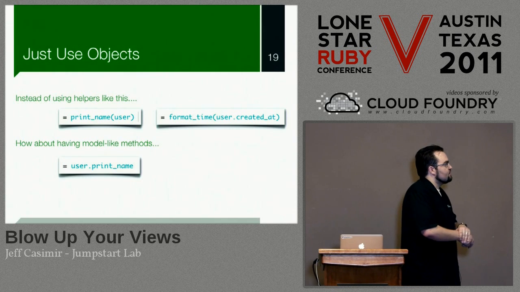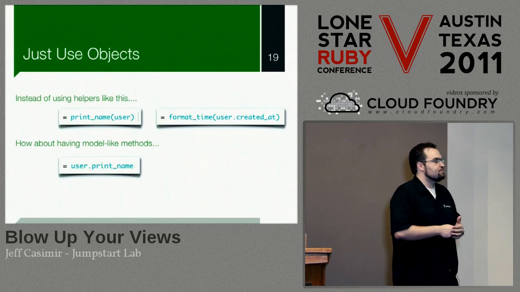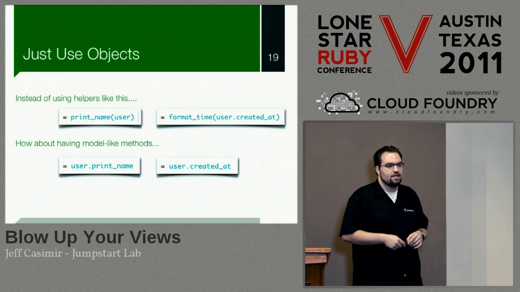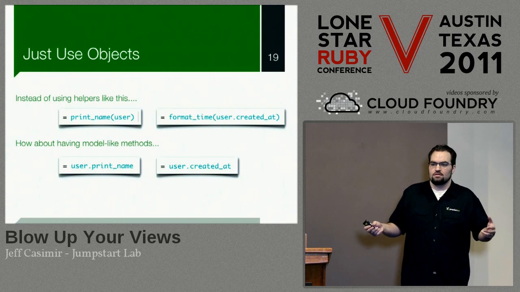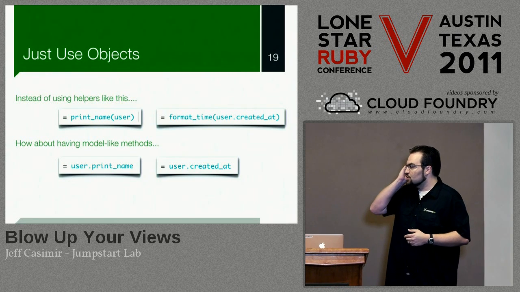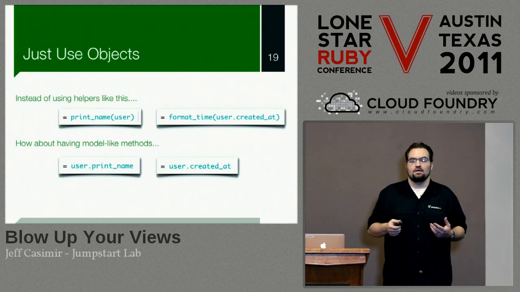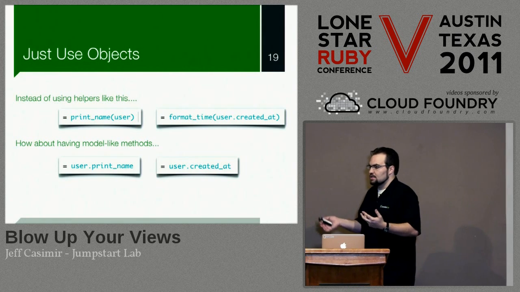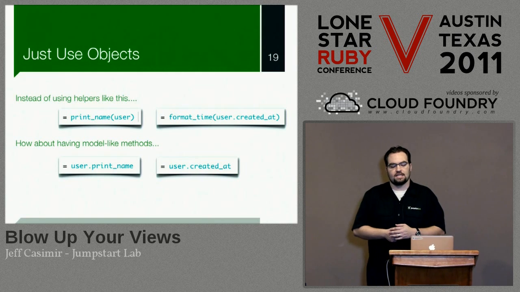What about another one, like format time, to format a beautiful timestamp? What if instead we could just say user.created_at, and it would take care of the formatting for us? To do that, again, you could override a method down in the model, right? You could define your own created_at and then call super and do strftime on it and all that.